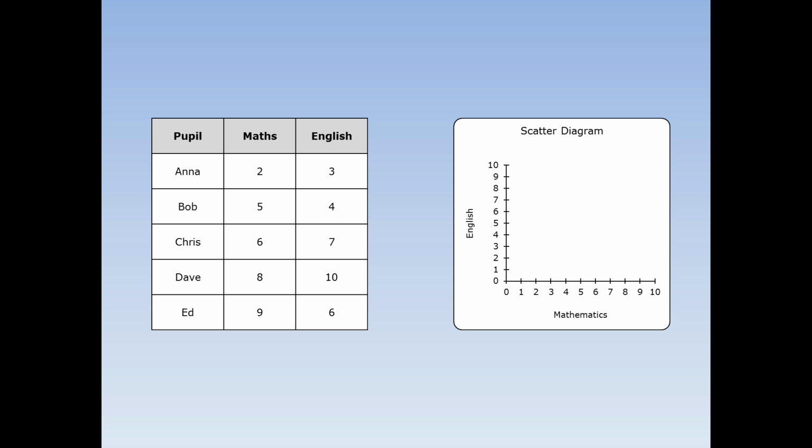Now I've put the mathematics score on the x-axis and the English score on the y-axis. It doesn't really matter which way round they go, but in some questions it will matter. And I got 2 in maths and 3 in English. This is the place where 2 in maths and 3 in English cross over, and I put a little cross there.